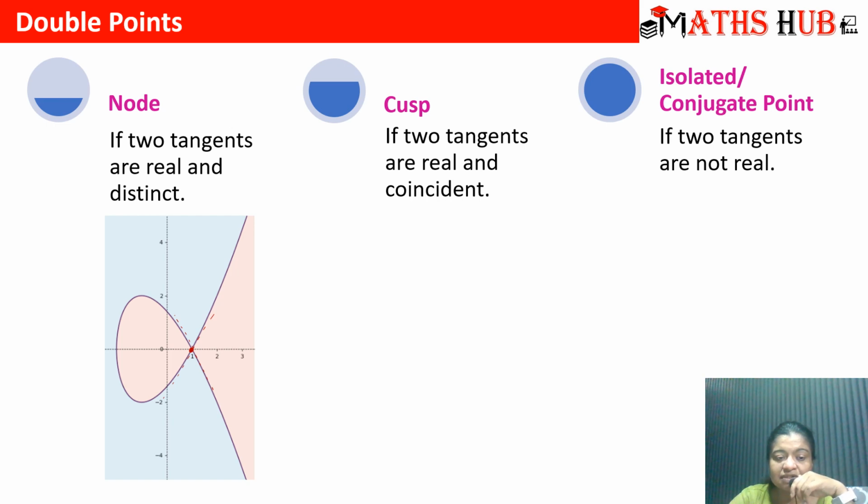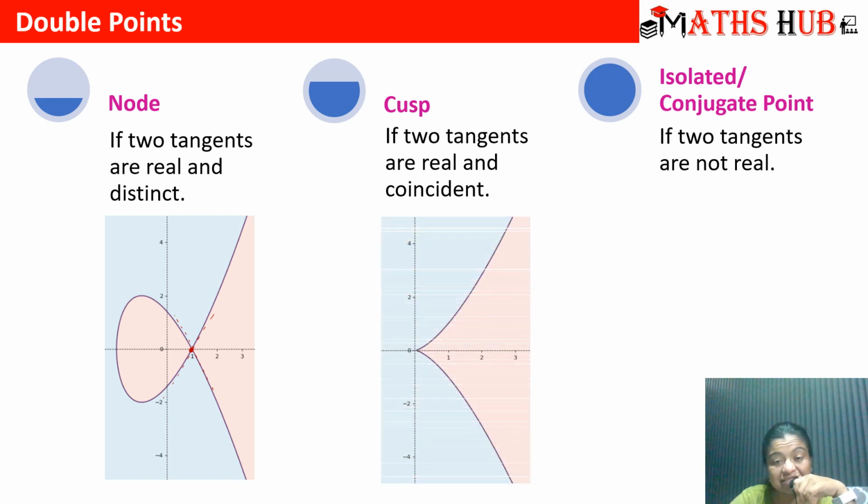Now if the two tangents are real and coincident, that means they are the same, then it will be a cusp and the shape of the curve is like this. Here you can see that x is equal to 0 is acting as a cusp and the y-axis is acting as the tangent, right? And what is an isolated or a conjugate point? If we do not get any real tangents, then that point is said to be an isolated or a conjugate point, right?